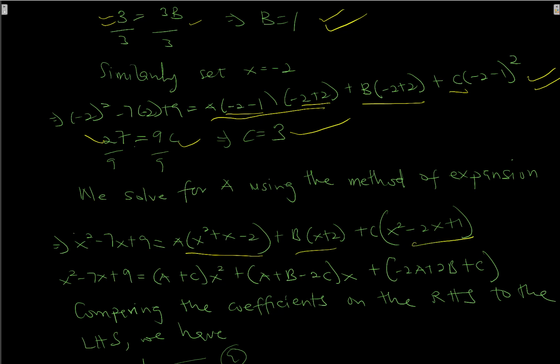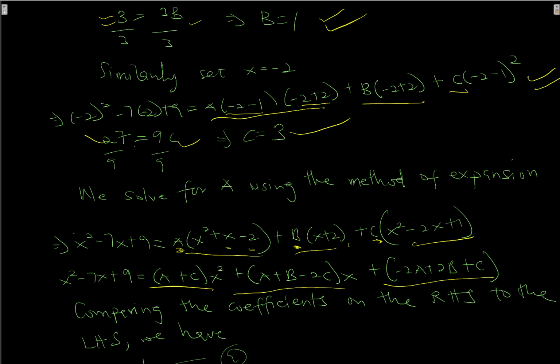Now we group like terms. You realize that we have a plus c, they are like terms because each of them has a variable x squared, so we can group them. Then a plus b minus 2c, they are also like terms, since they all have variable x. Then minus 2a plus 2b plus c, they are also like terms because they do not have any variable attached to it, or they are the constant terms.